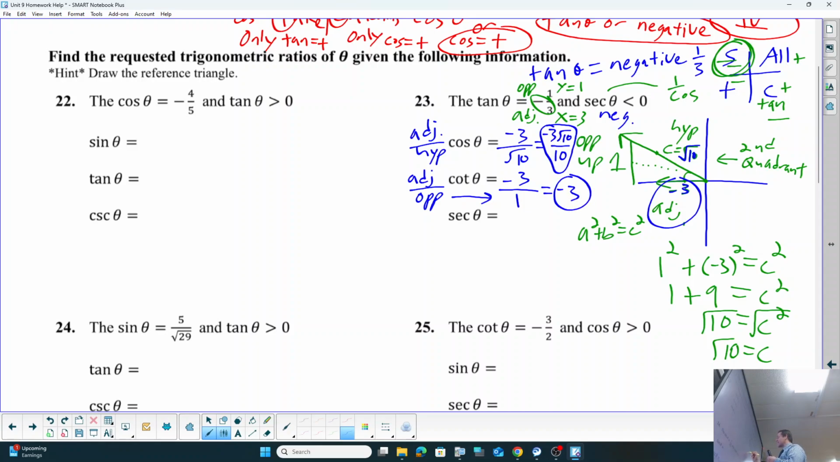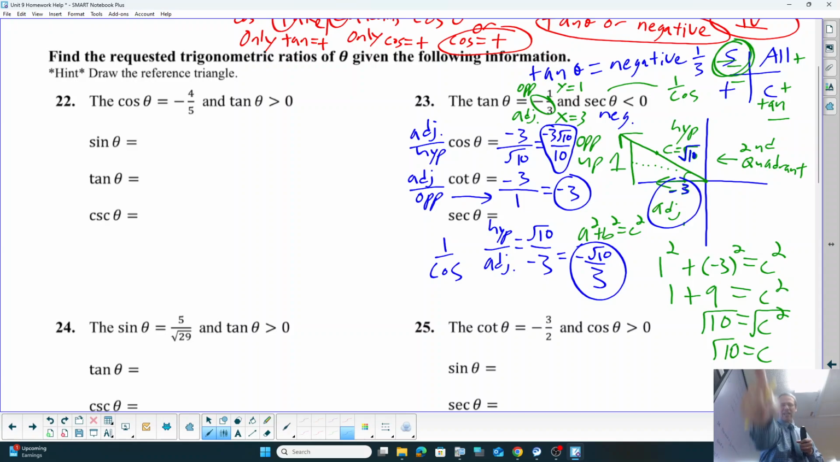And then secant is 1 over cosine. And so that's going to be flipped. And so that's going to be hypotenuse over adjacent. And hypotenuse is radical 10 divided by adjacent, which is -3. So that's just negative radical 10 over 3. Way-o. So that's our answer for number 23.